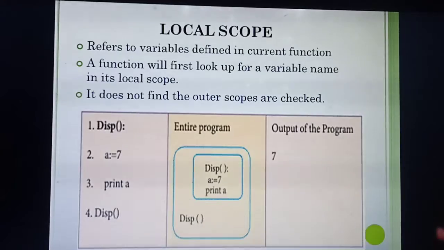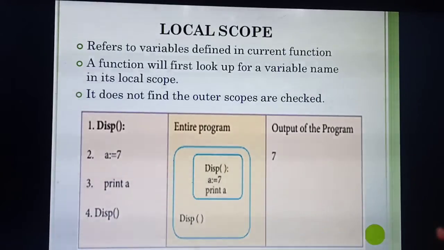What are they? First, local scope means a variable defined inside the current function. While you are running the program, the interpreter always looks for the variable name first inside the function. If that variable is not there inside the current function, only then will it go to the outer scope, that means outside of the function. Understood the first point? So here, totally 3 points are there.